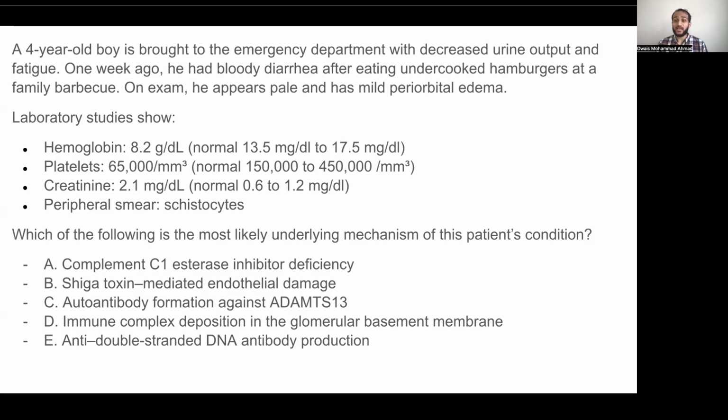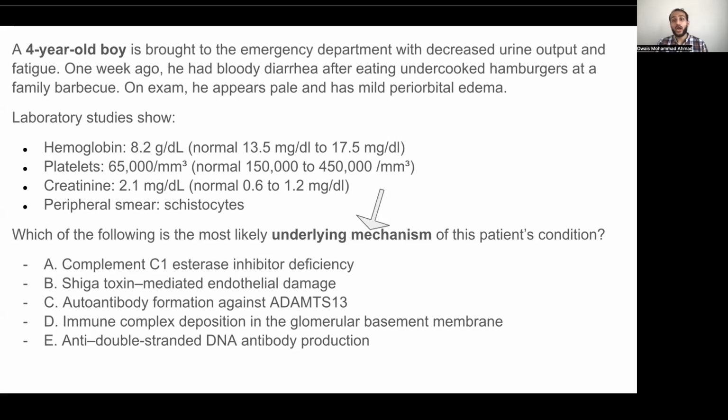As I said, we're going to look at the last sentence first. Which of the following is the most likely underlying mechanism of this patient's condition? Right here. Then let's come over here. We read, a 4-year-old boy is brought to the ED. That's a keyword. A 4-year-old boy with decreased urine output and fatigue. Decreased urine output is hinting that we're having kidney failure. One week ago, he had bloody diarrhea.